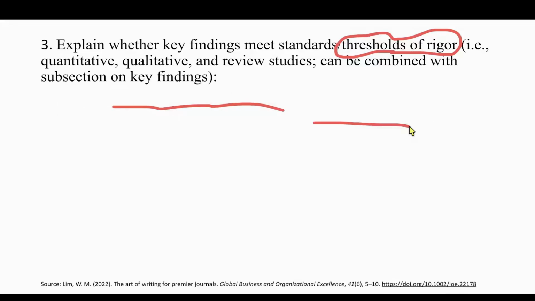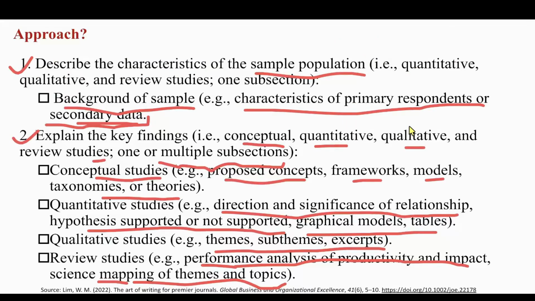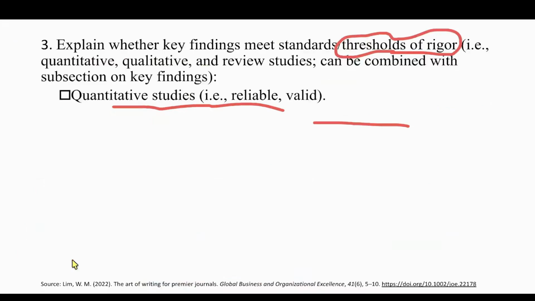Let's remember, in findings, just to revise, we have to clearly indicate first the characteristics of the sample population. It can be of various types, like what the filtering criteria was, on what basis we have selected, whether country context, region context, or industry context. And then explain the key findings. It varies as per the type of study we are doing, whether conceptual, quantitative, qualitative, or review, and we have to present the findings accordingly. Then we have to present the key findings meeting the thresholds of rigor.